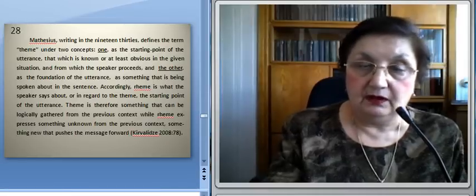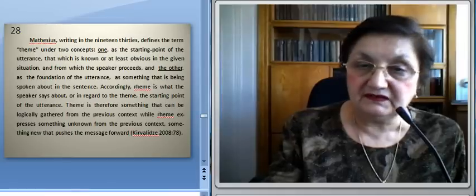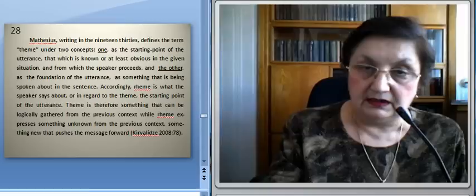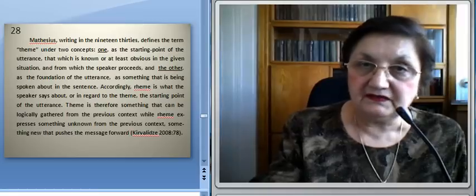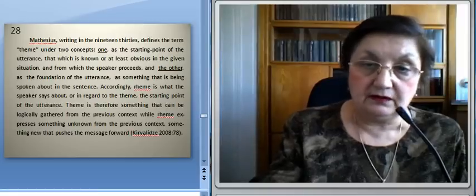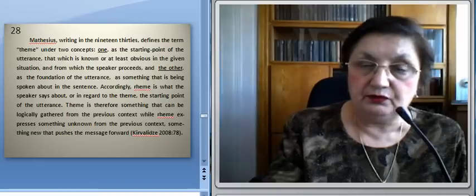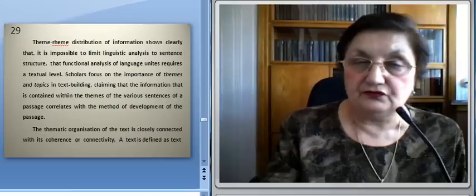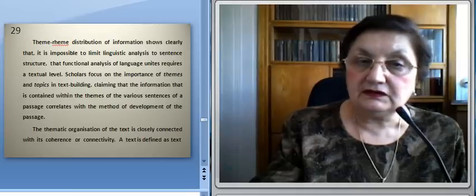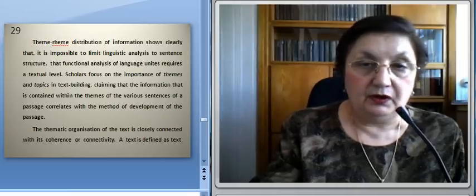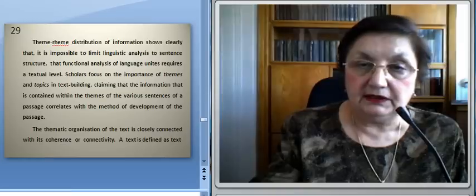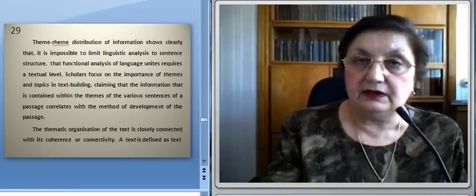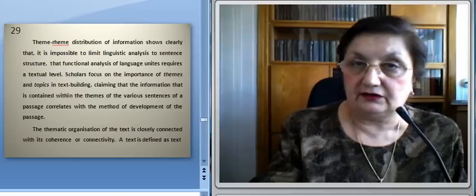Theme-rheme distribution of information shows clearly that it's impossible to limit linguistic analysis to sentence structure, that functional analysis of language units requires a textual level. Scholars focus on the importance of themes and topics in text building, claiming that the information contained within the themes of the various sentences of a passage correlates with the method of development of the passage.